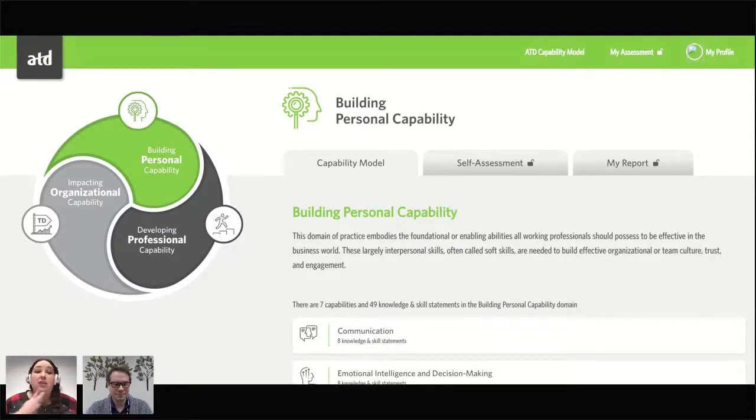If you haven't looked at this ATD capability model, basically you have three different components. One is building personal capability, which we'll start talking about in a moment. The other two are developing professional capability and impacting organizational capability. So J-Rock, what in the world does building personal capability look like to you?